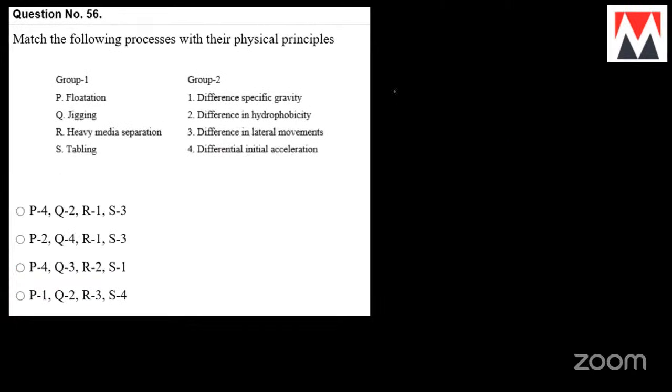Okay. PQRS, again we'll see. You have flotation. Flotation is due to difference in hydrophobicity. And heavy media separation is difference in specific gravity. So first one is 2, third one is 1. So your answer is this one. Jigging is due to linear acceleration 4 and tabling is due to difference in lateral movements. So your answer is 2413. B.